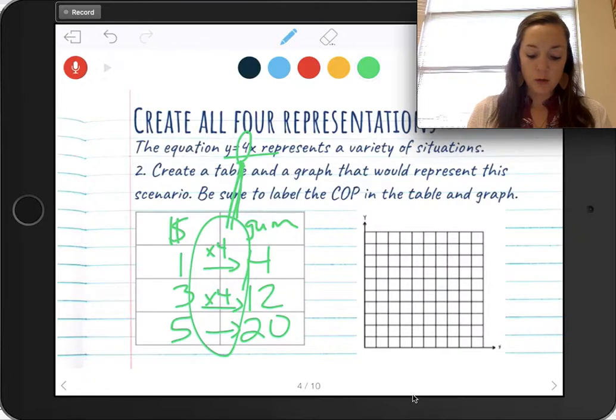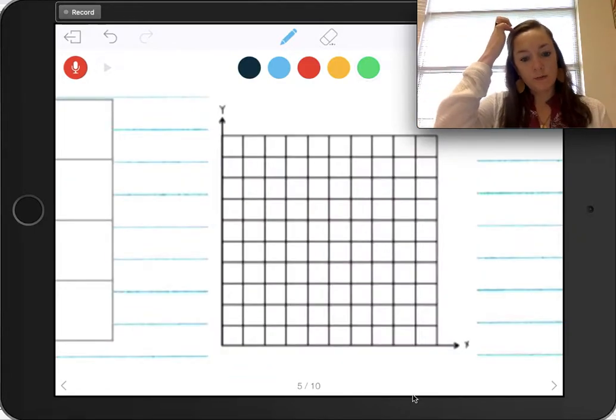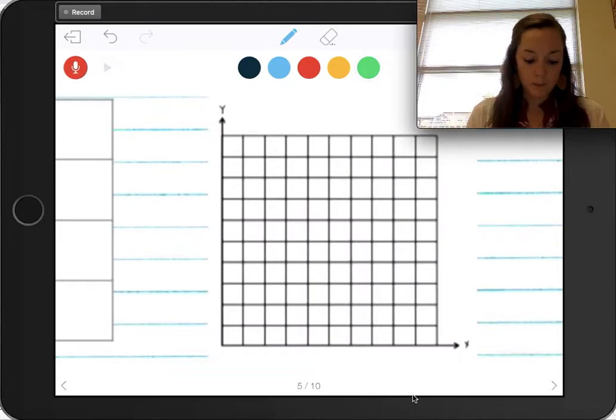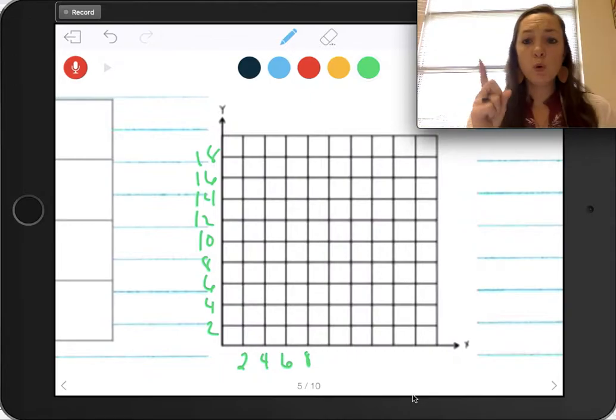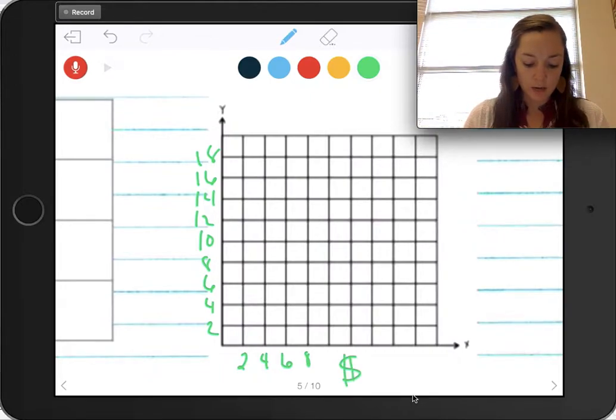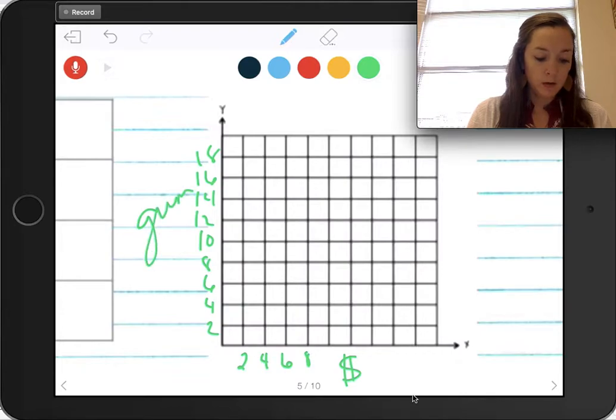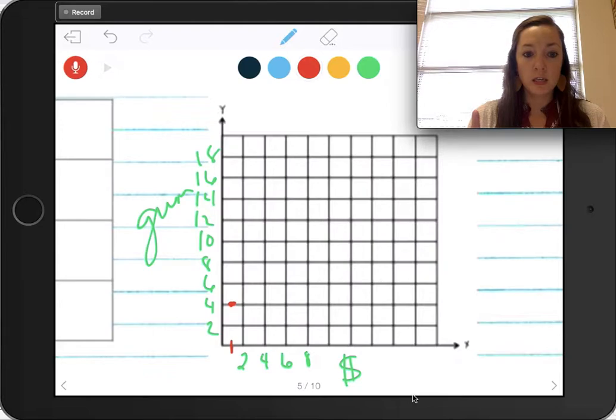And then if we were going to do a graph, I made a bigger graph for you. So I'm going to count by 2. All right. So for $1, so this is our dollar and this is our gum. Okay. For $1, I get 4 pieces of gum. So I'm going to find the spot where 1 would be here, and I'm going to put a dot right there at 4. And then we said for $3, I could get 12 pieces.